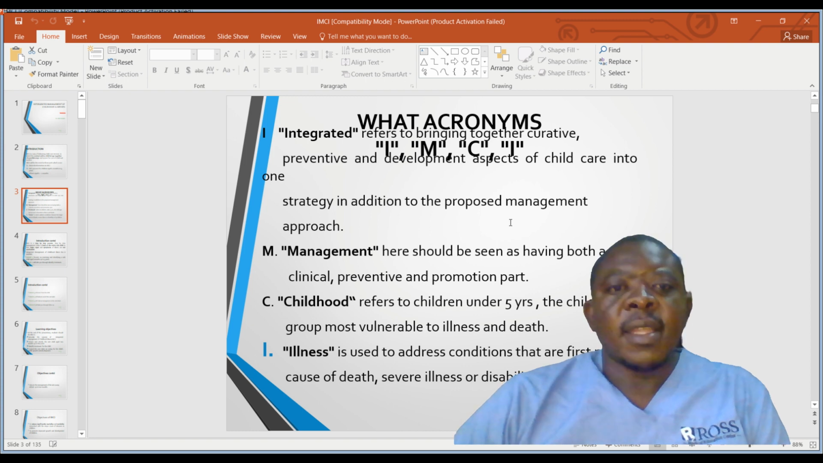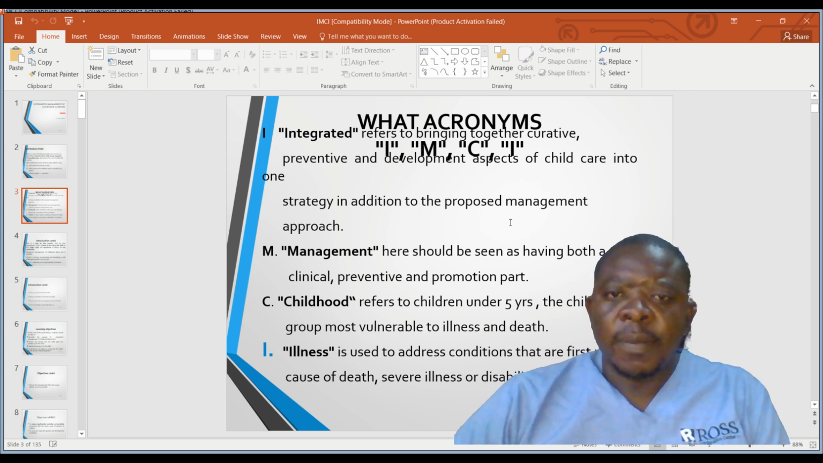C is for childhood, referring to children under 5 years, the child age group most vulnerable to illness and death. Then I is for illness. This is used to address conditions that are the major cause of death, severe illness, or disability in under 5 children.